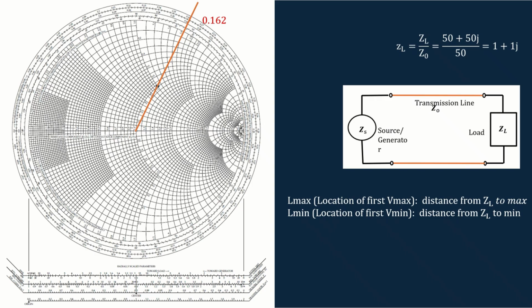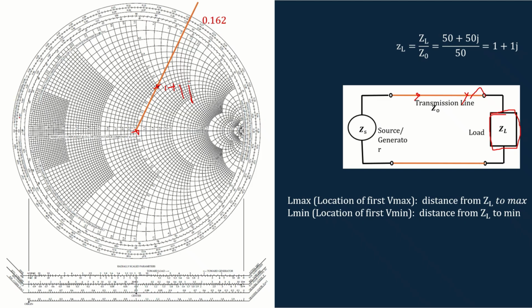Our next purpose is to identify at which positions on the transmission line Vmax and Vmin occur. For that, first you have to find the length of the load in wavelengths. For that, you can extend the line through this point. This is our point representing 1 plus 1j. Just extend this line from the matched position through that point and extend it to the outer edge of the Smith chart.